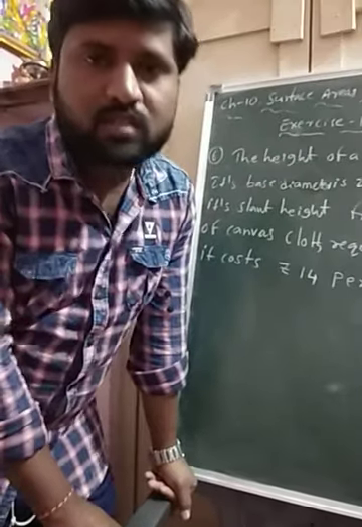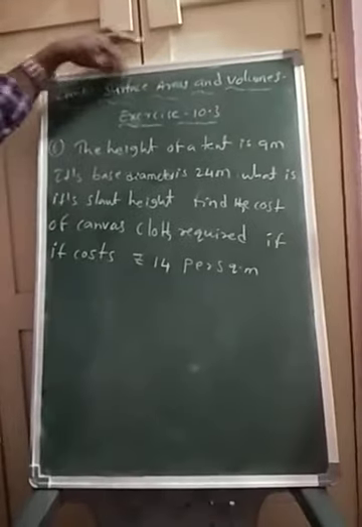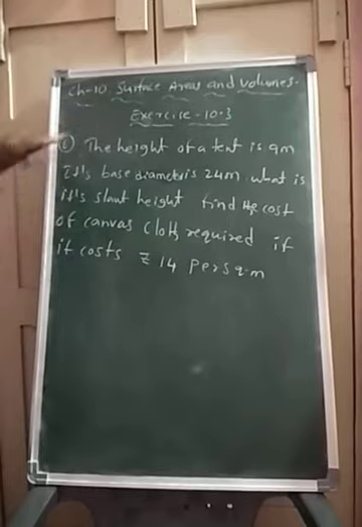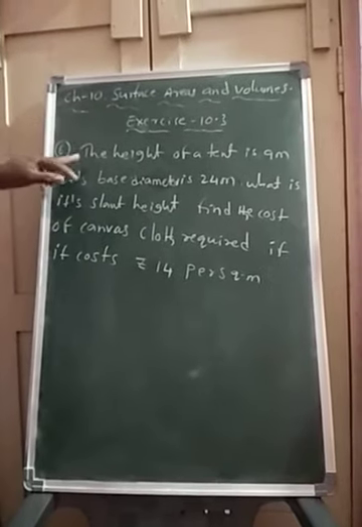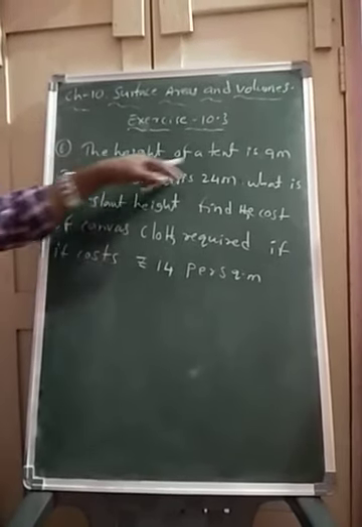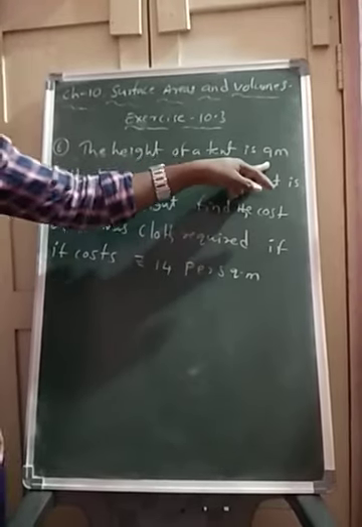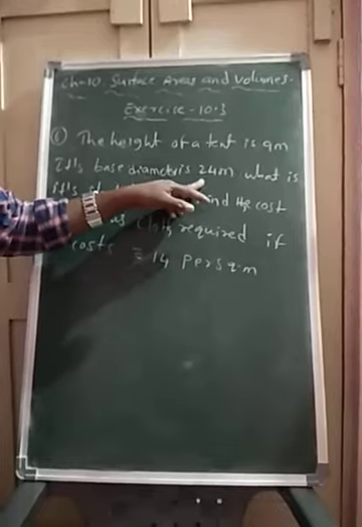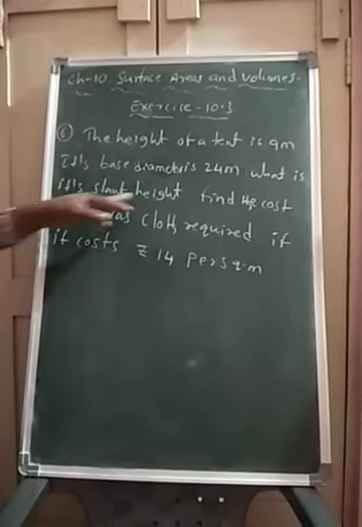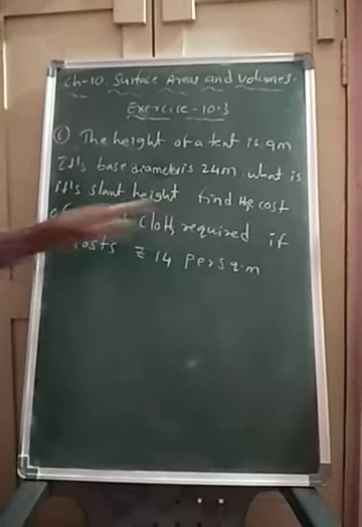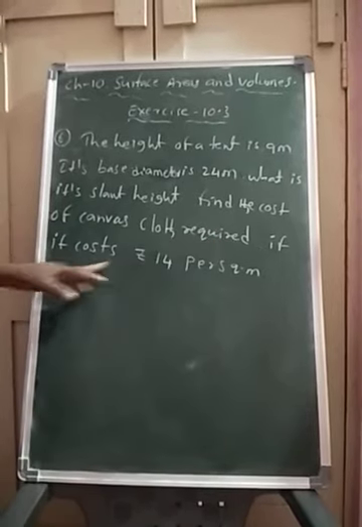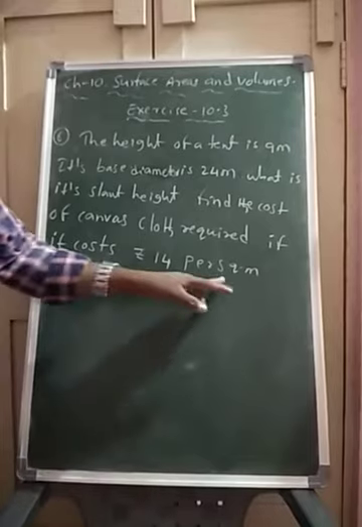Good afternoon, students. Today we are going to discuss Chapter 10 Surface Areas and Volumes, Exercise 10.3, 6th question. The question is: the height of a tent is 9 meters, its base diameter is 24 meters. What is its slant height? Find the cost of canvas cloth required if it costs rupees 14 per square meter.